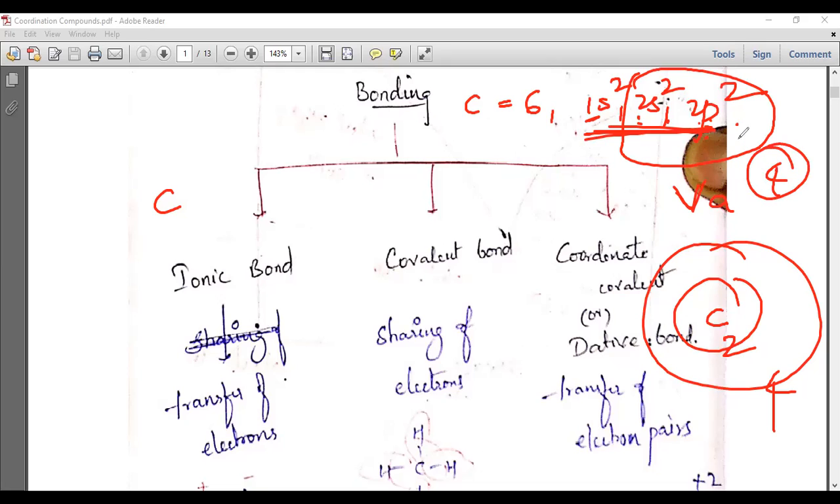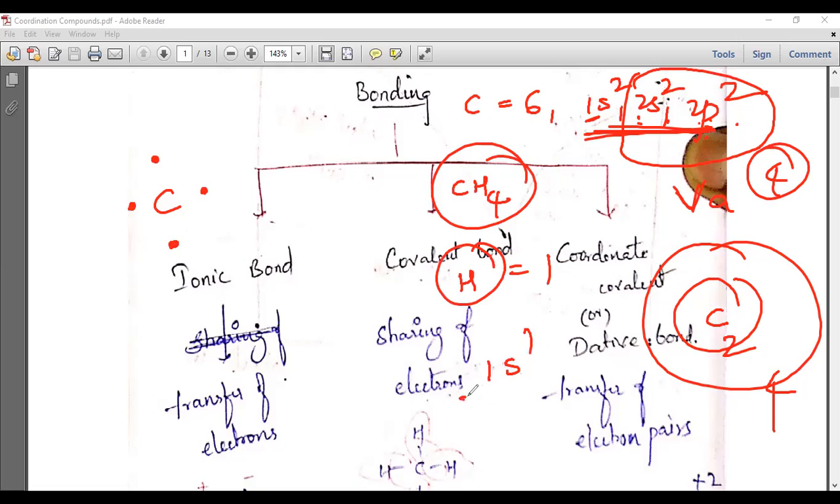These 4 electrons are the valence electrons. Carbon has 4 valence electrons: 1, 2, 3 and 4. Now we are drawing CH4, that is, the hydrogen. The atomic number of hydrogen is 1, so the electronic configuration is 1s1. Hydrogen has only one valence electron.